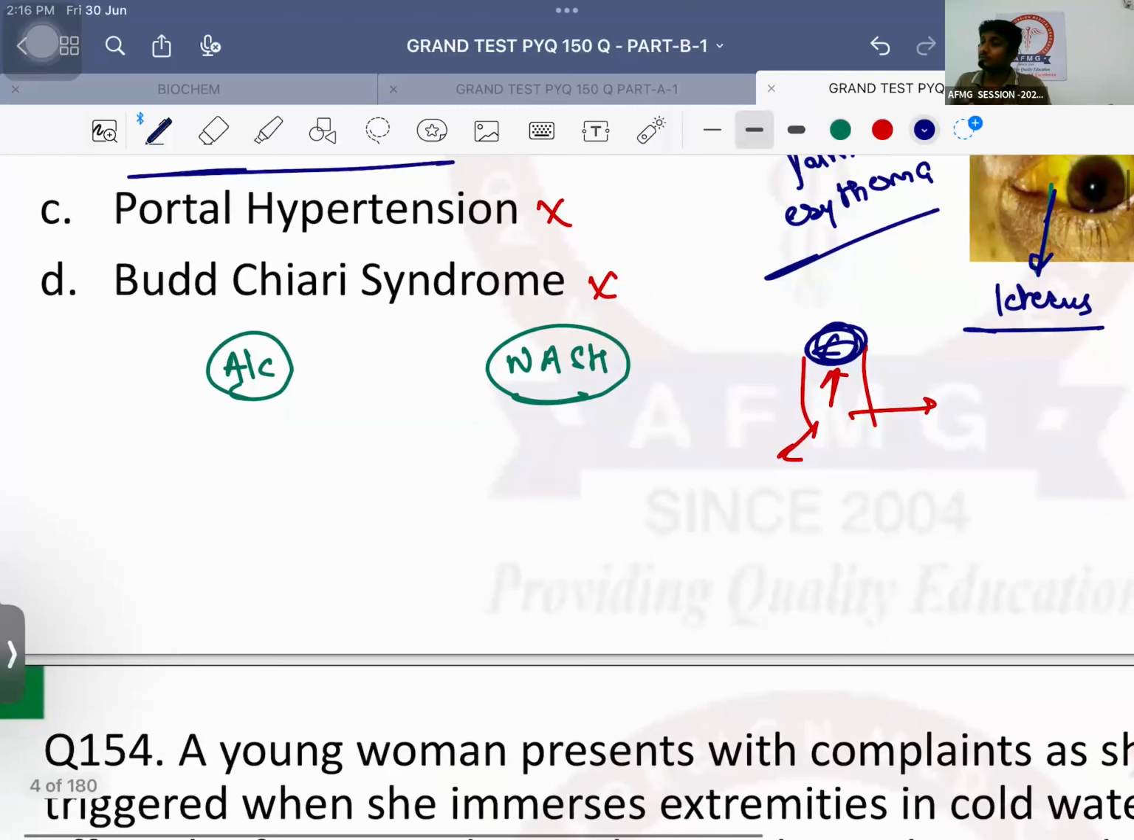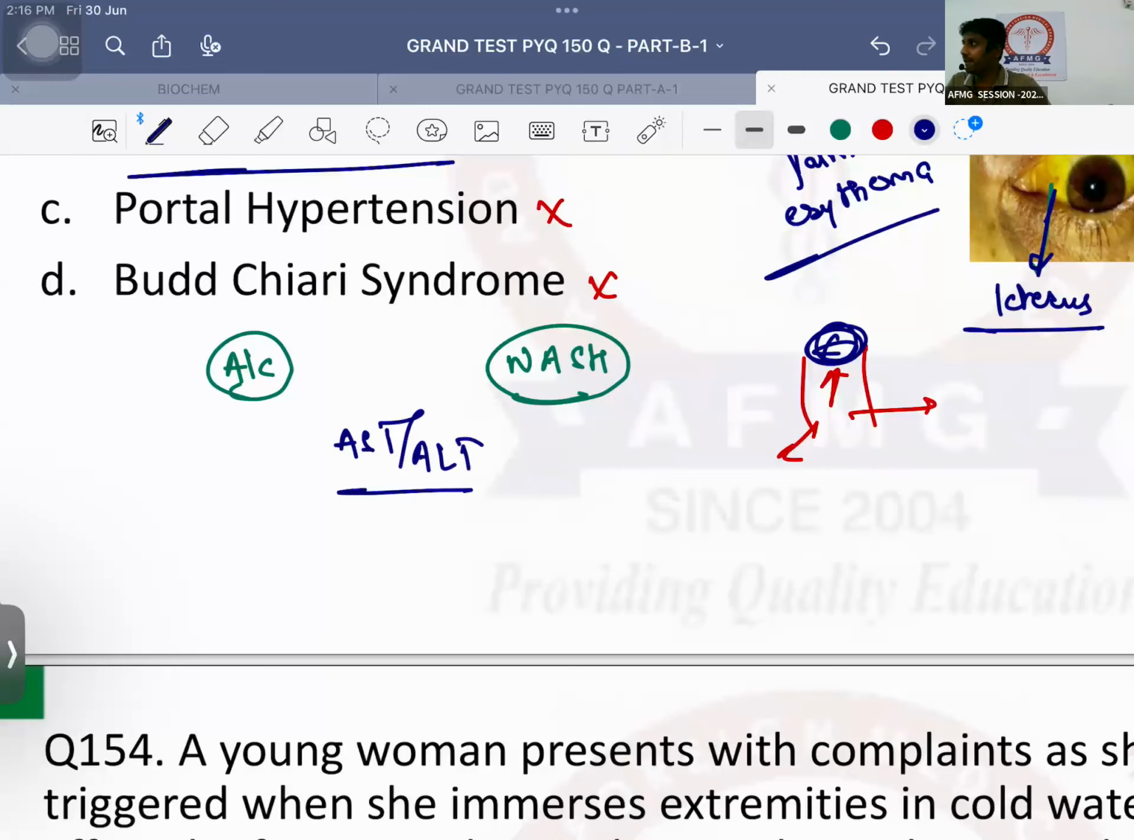Anybody? जल्दी से बताओ यार. बराबर AST by ALT ratio. मैंने बोला था ना, most specific is the AST by ALT ratio, not a single enzyme. AST by ALT ratio, if it is more than 1, that is suggestive of alcoholic liver disease. If it is less than 1, that is suggestive of non-alcoholic liver disease. And when AST by ALT ratio is more than 2, that is diagnostic of alcoholic liver disease. अब दूसरा कुछ करने की भी जरूरत नहीं है. It is diagnostic of alcoholic liver disease. ठीक है? तो please remember that.